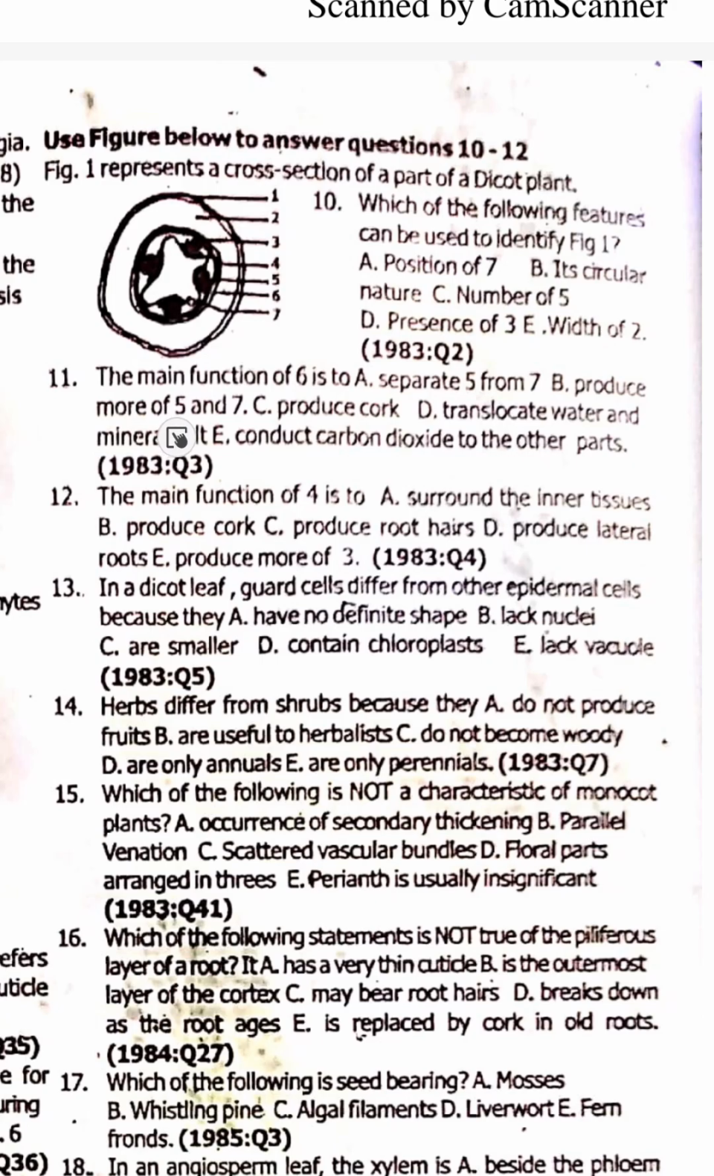Yes, correct. Option B is correct. Produce more of 5 and 7. Cambium produces more phloem and xylem.